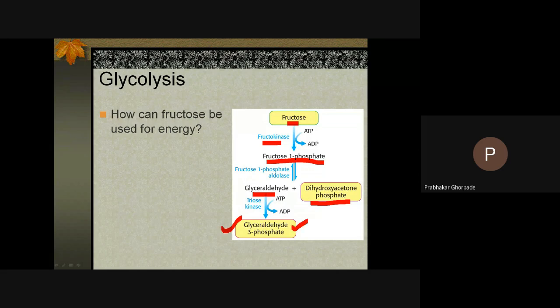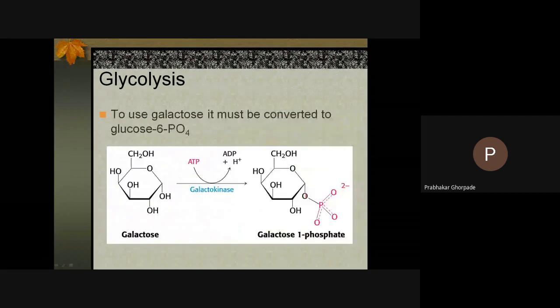And you all know that glyceraldehyde 3-phosphate, in the second phase of the reaction after the preparatory phase, can give the ATP molecule and NADH molecule. So it is directly involved in glycolysis. In that way, the fructose molecule can also be a part of glycolysis, but two different enzymes are involved, fructokinase and fructose 1-phosphate aldolase. To use galactose, it may be converted into glucose 6-phosphate.